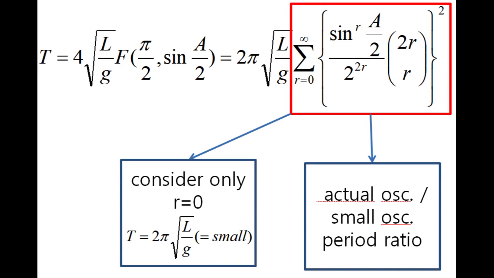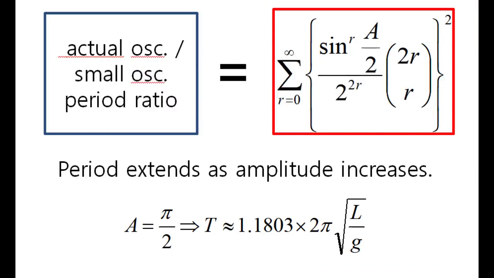From this formula, we can realize that estimating sine theta to theta was equivalent to ignoring all terms except k equals 0. Furthermore, we find out that the series term expresses the ratio between the periods of actual oscillation and small oscillation. The period extends as amplitude increases. In particular, the period is 1.18 times longer than small oscillation when the amplitude is 90 degrees.